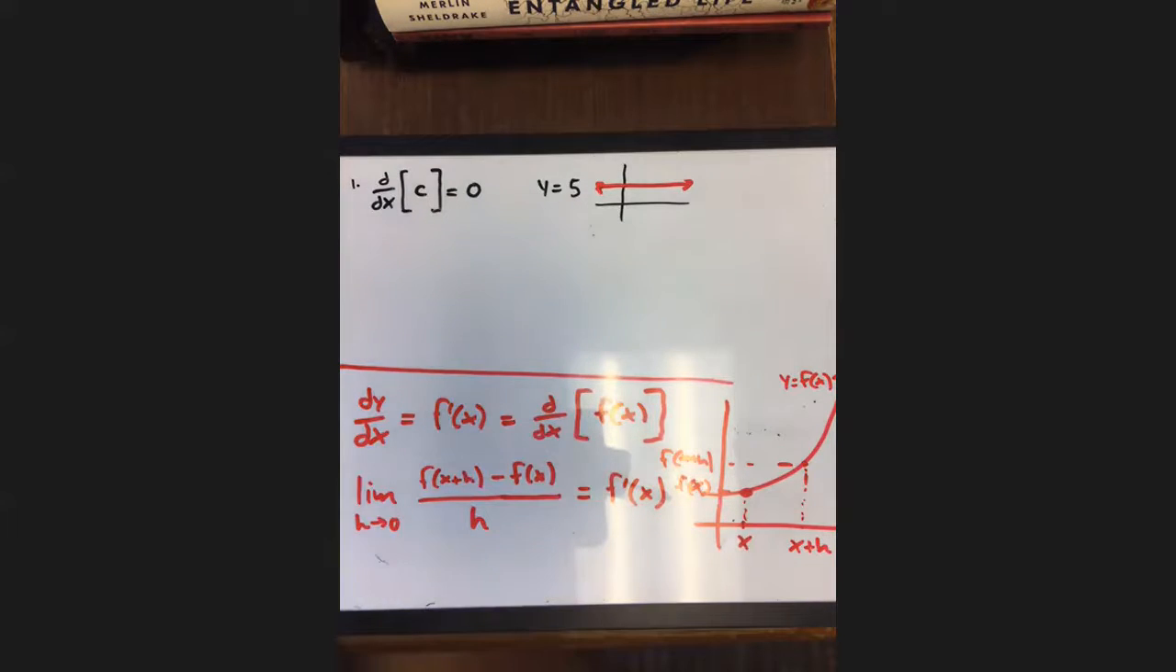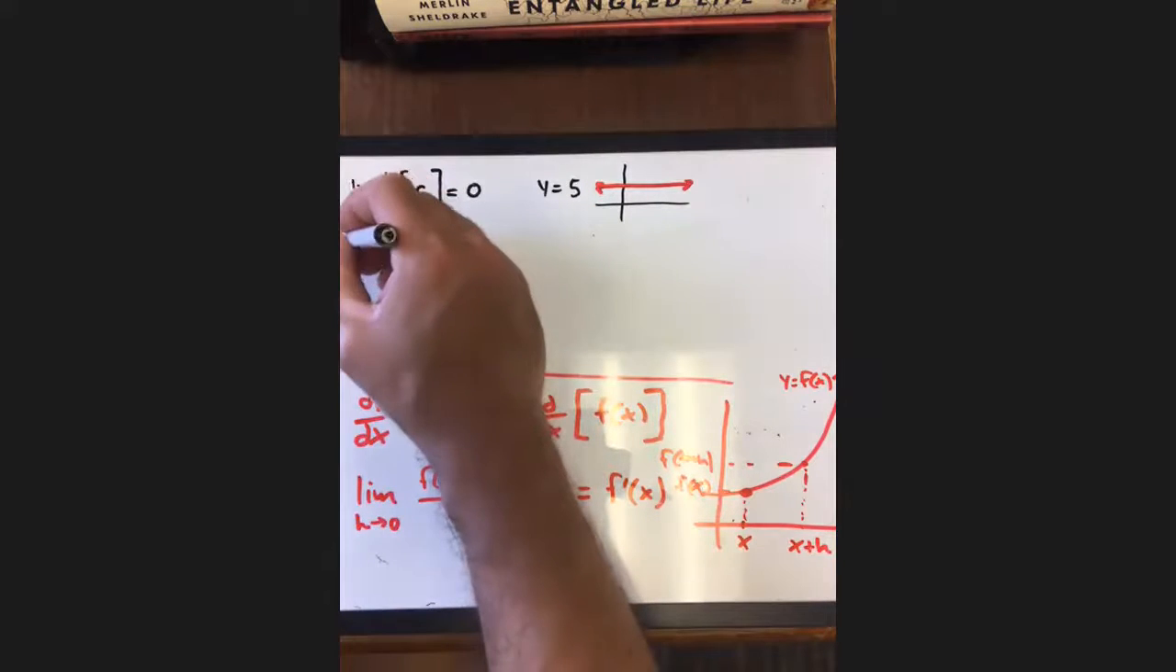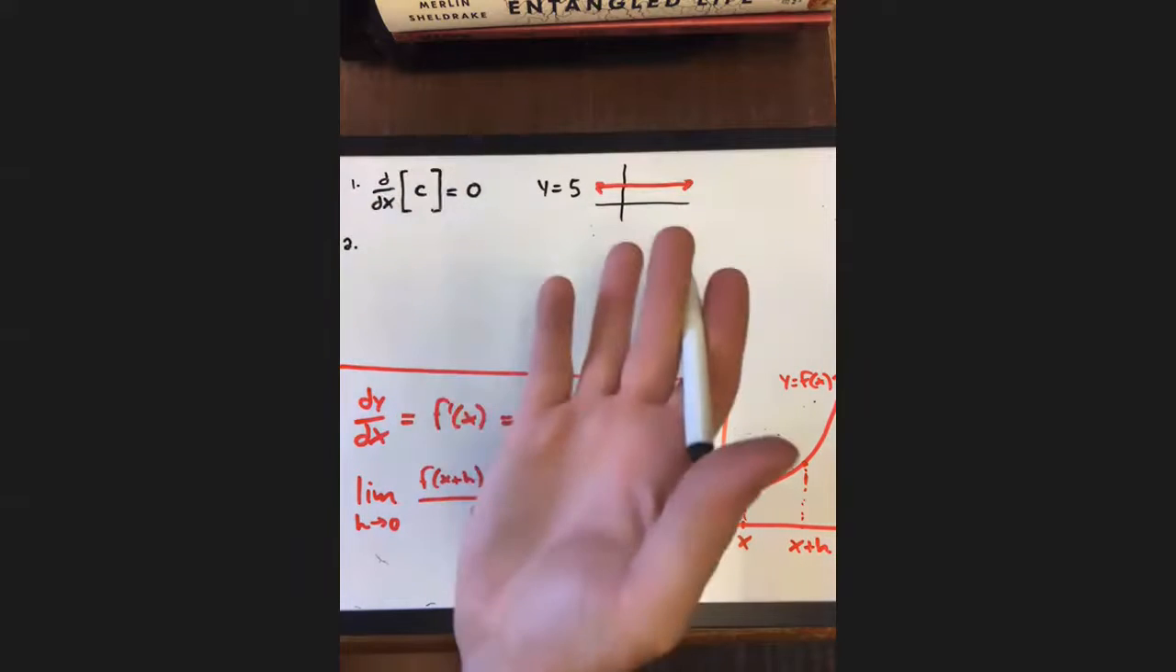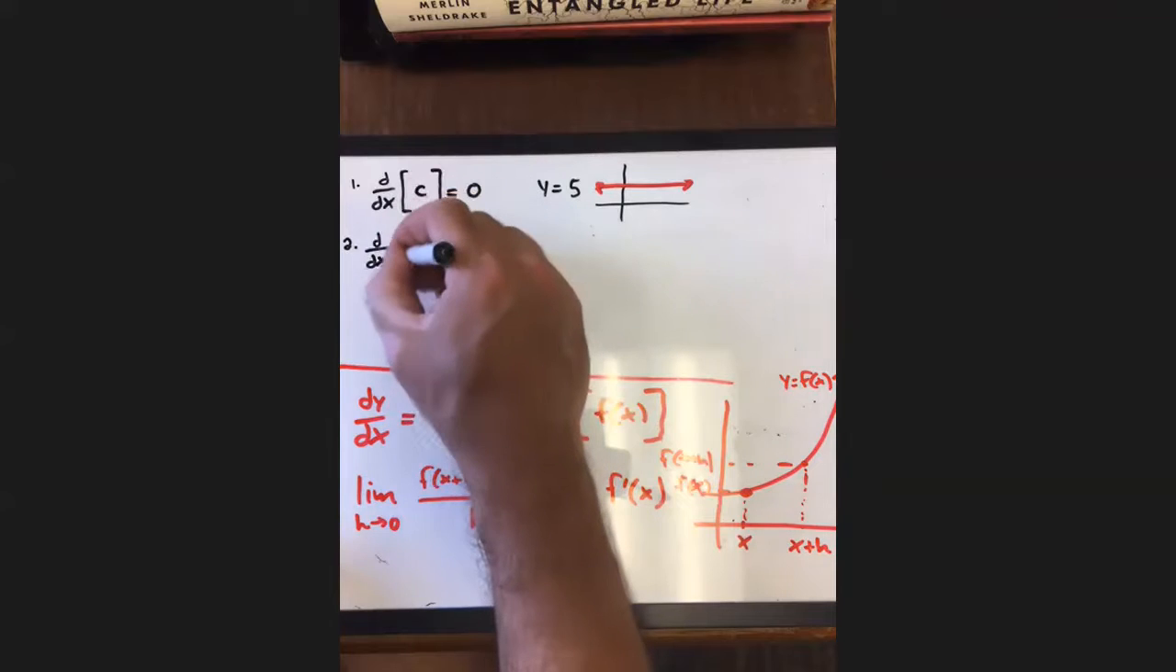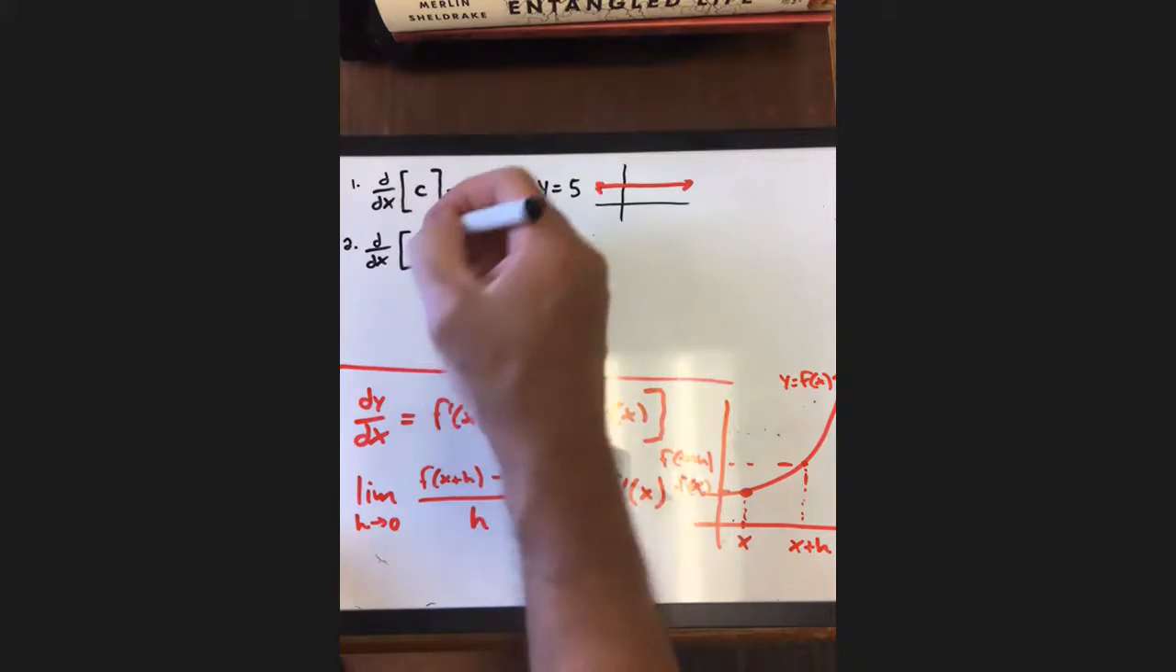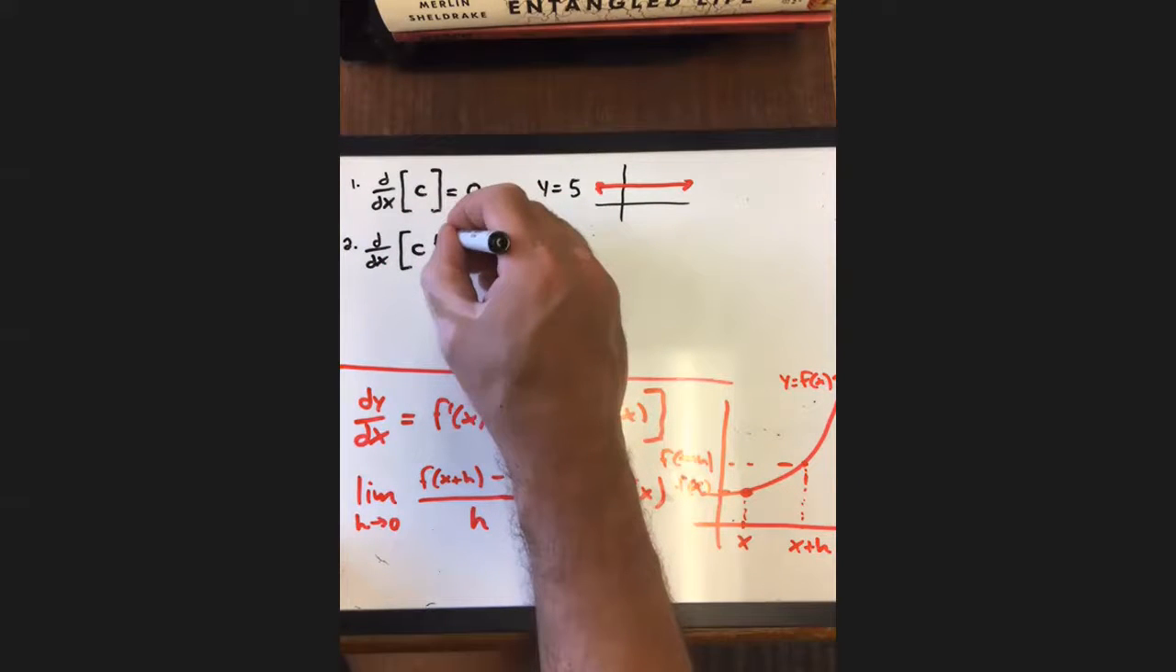Okay, so what else do we have? So we have some other general properties of derivatives. And these come directly from properties of limits. So here's another one. We're going to take the derivative of some number times a function.